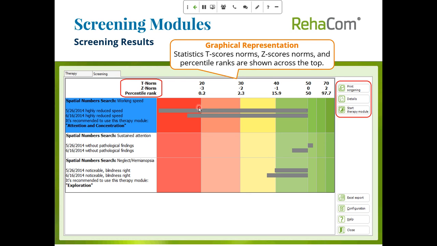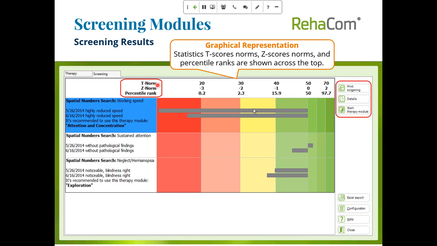So here's a person who in a working speed spatial number search task is having major problems with their speeded performance here and also here. So this is way below where it should be. This is the normal starting point. Now, spatial number search for sustained attention is within the normal range here. And is there evidence of neglect or hemianopsia? Is there particular blindness on the right or left side? Again, it's going to be slightly out of the range. So these are color-coded and numerical.